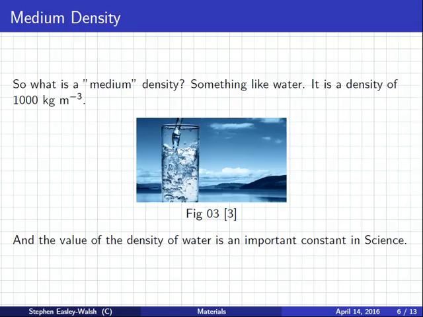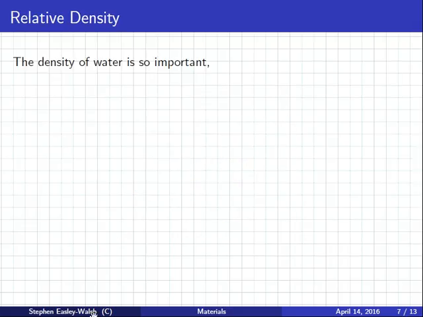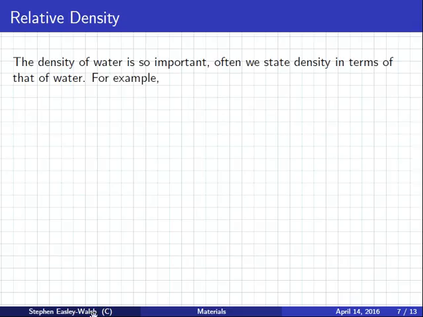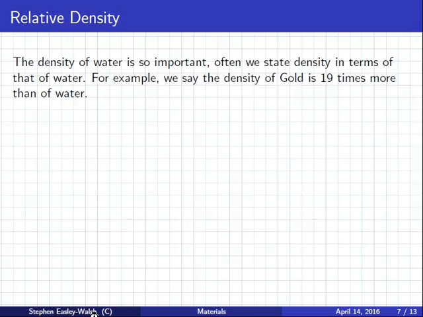It's very important in biology, the fact that the water is this level of density. I would consider it medium. But the density of water is so important. Often we give density in terms of water. For example, the density of gold is 19 times more than of water. So my point is, water is such a common standard for density that often everything is compared to water. So we can say gold is 19 times more dense than water.